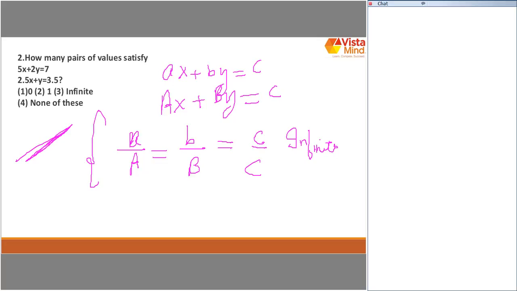Okay, in case of no solution, this should be there. No solution means two lines are parallel. They will never cross each other. If a by A is equal to b by B is not equal to c by C, then it means a no solution, and by drawing the graph we can analyze that they are not cutting at any point. They will be parallel lines.